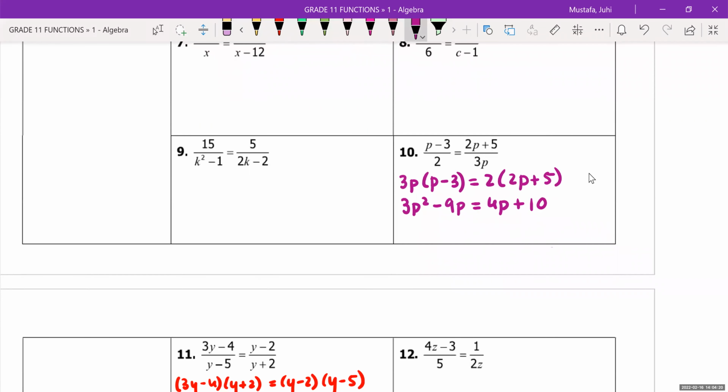Okay, so this will be 3p squared, negative 9 minus 4 is negative 13p, positive 10 moved to the other side is negative 10 is equal to 0. And whenever you have a trinomial and you're trying to solve for p, we factor it.